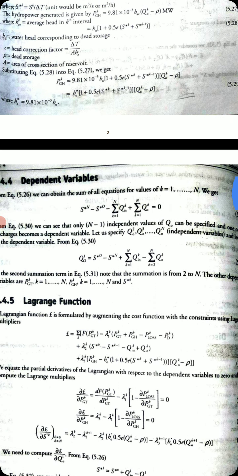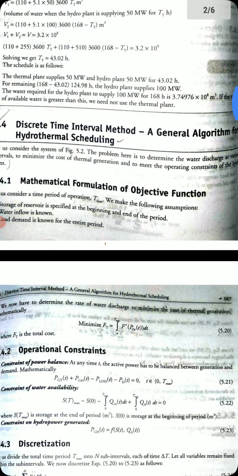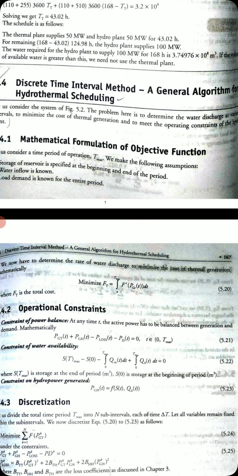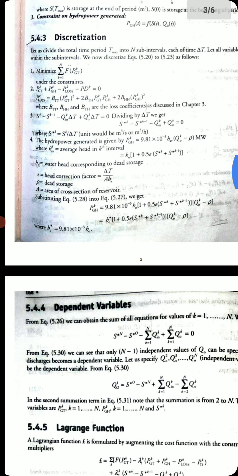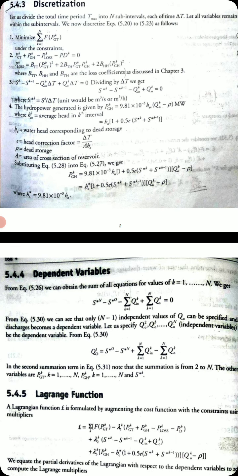So the solution of this discrete time interval method we'll see in the next class. Before that, you once again go through from the starting point: the mathematical modelling of the objective function, operational constraints, discretization, and dependent variables. These four points you make correct on your own by writing things in your book, and be ready with those. Next we will see the Lagrange function and how to find this scheduling. Okay, thank you.